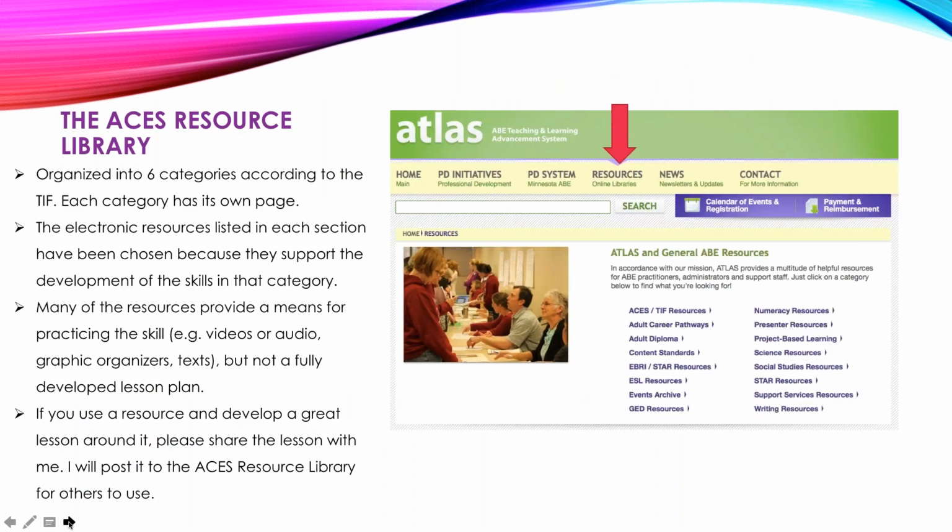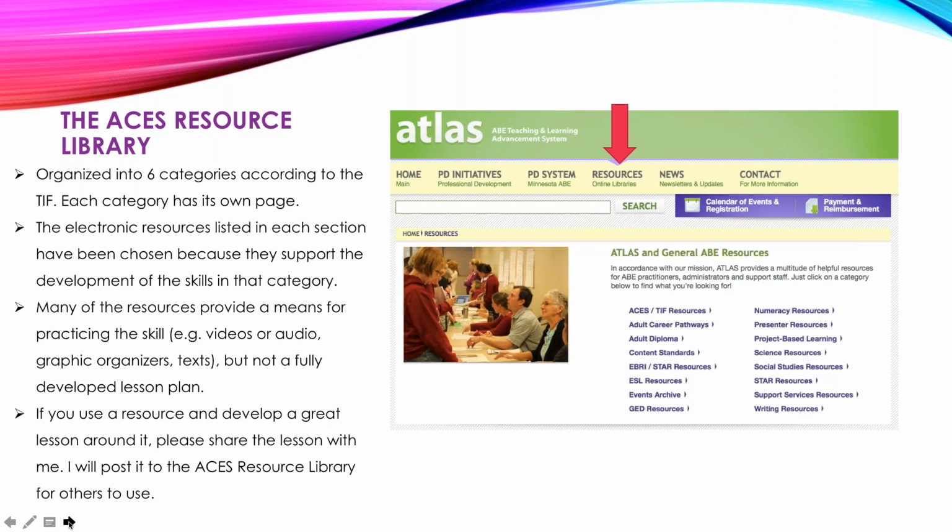We're going to look now at when I've been talking about the ACES resource library, where do we find that? So on the Atlas website, atlasabe.org, there under the resources tab, there are different online libraries. One of those libraries is the ACES resource library. And so you would go here.